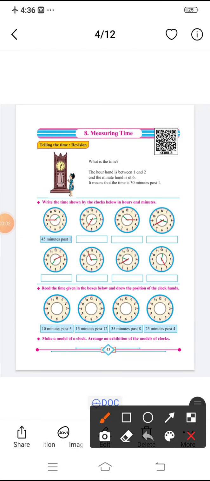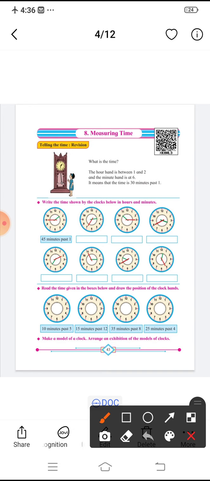Yes students, now we are in 8th chapter, that is measuring time. Okay students, I hope in 3rd standard you have studied how to measure the time: 1 minute is equal to how many seconds, 1 hour is equal to how many minutes, how many days makes 1 week and how many days makes 1 month. I hope you all know this very clearly and you have already studied it in 3rd standard.